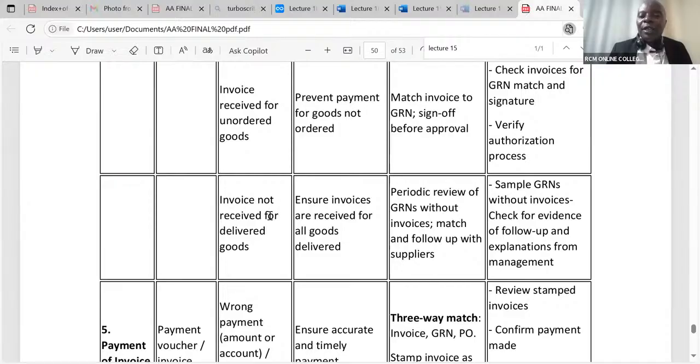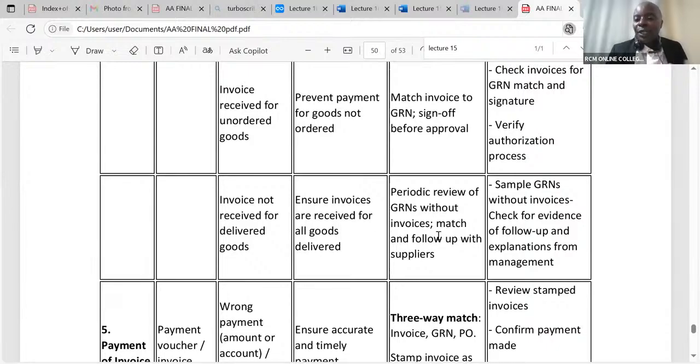Invoice not received for delivered goods. So perhaps the supplier has just put in his materials, his goods there, but he has not given you an invoice, which is also very bad because you'll be having cash flows in the bank and yet you're supposed to have paid. So then the control is to ensure invoices are received for all goods delivered.